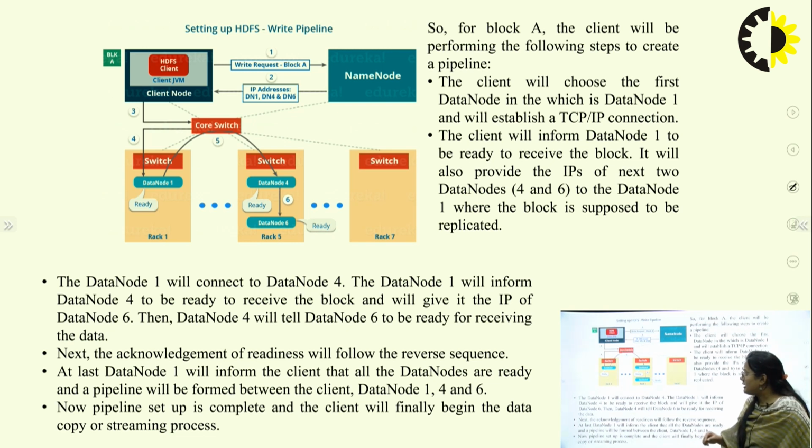Next, the acknowledgement of readiness will follow the reverse sequence, that is from data node 6 to 4 and then to 1. At last, data node 1 will inform the client that all the data nodes are ready and a pipeline will be formed between the client, data nodes 1, 4 and 6. Now, the pipeline setup is complete and the client will finally begin the data copy or streaming process.